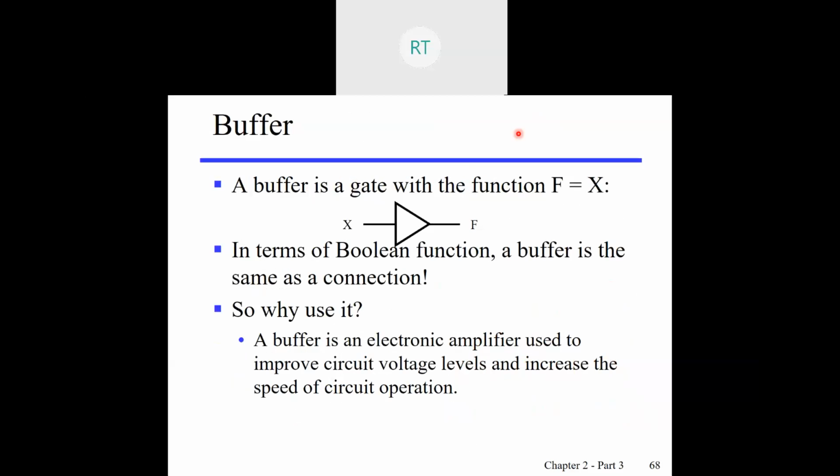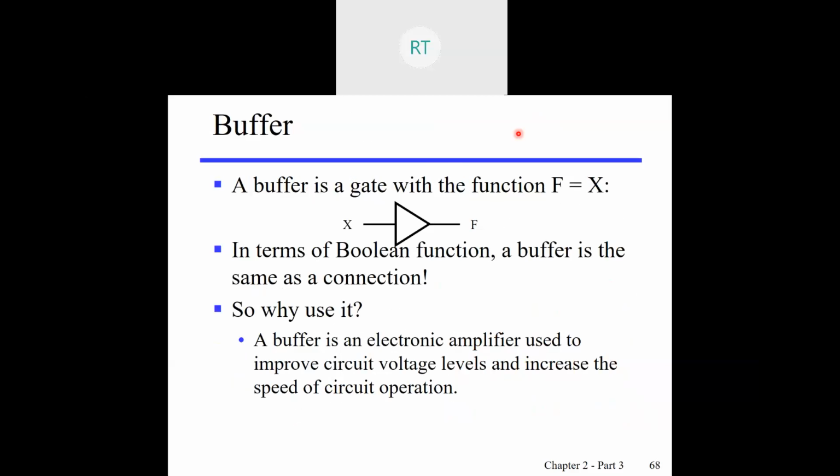I will move now to a new type of gate, which is the buffer. The buffer is a gate that only stores your value. If you have an x, the buffer will give you an output of an x. If it is 1, it will give you a 1. If it is a 0, it will give you a 0. Okay? In terms of Boolean function, a buffer is the same as a connection, as if you have a line.